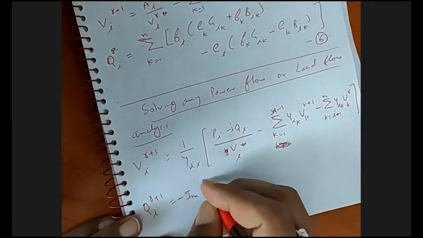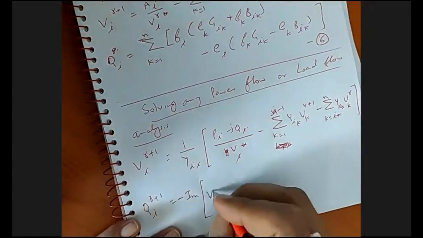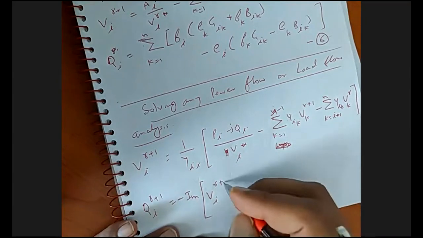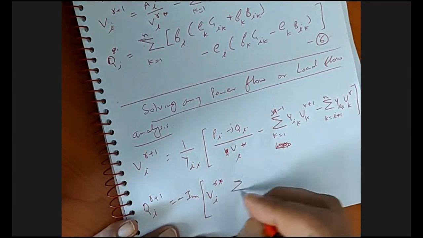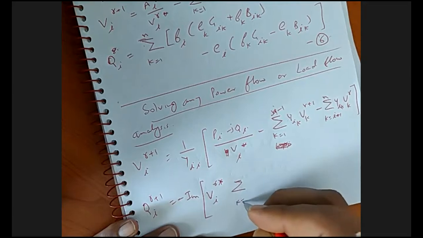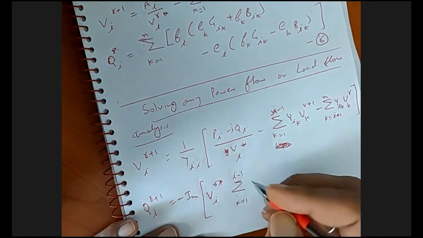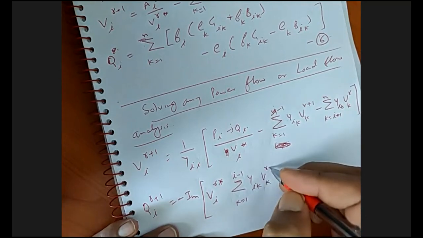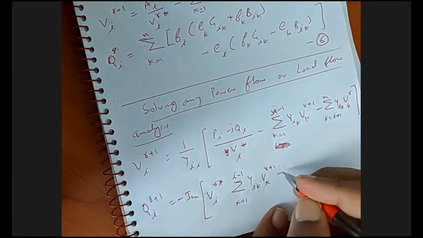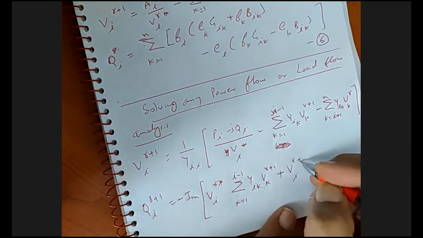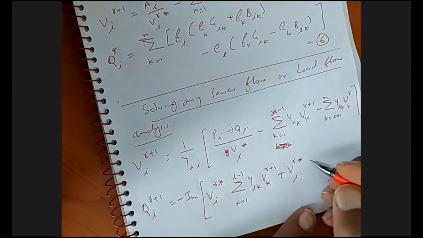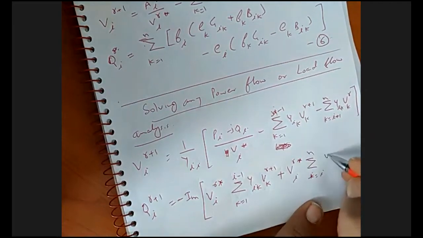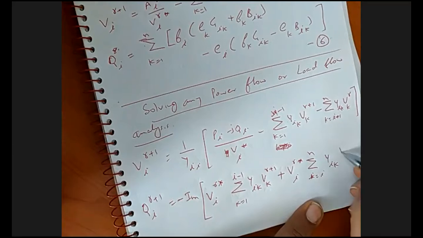minus imaginary part of Vi(r) star, summation k equal to 1 to i minus 1 Yik Vk(r+1), plus Vi(r) star, summation k equal to i to n Yik Vk(r).